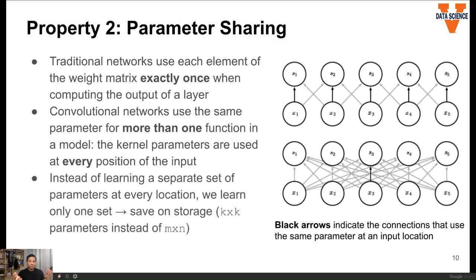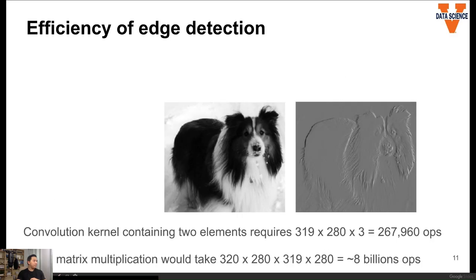So instead of learning a separate set of parameters at every location, we learn only a single set, which means we save on storage. Now we have a matrix of k by k parameters instead of m by n. And we already know k is several orders of magnitude less than m and n.